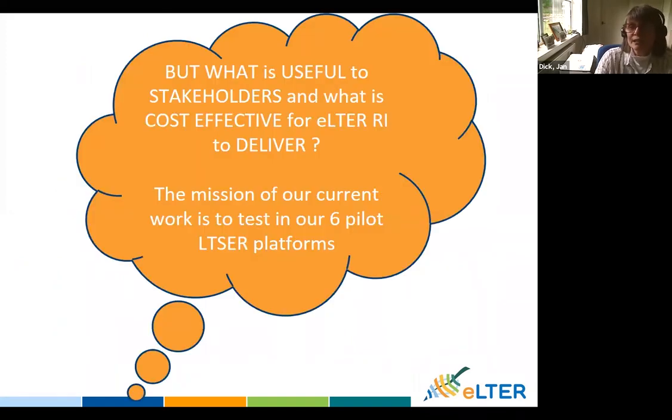So what are we going to do next? Well, we are going to work through some examples of the different ways of finding the data as I have shown here. And then we need to consult with stakeholders. We need to understand who's going to be using the data and what form they would like it to be delivered to them. So we'll find out what's the most cost effective for the eLTER to deliver. So their mission is to test that in the next year in the 6 LTSER platforms. And there is other work also being done in terms of standard observations. But that is one of the major thrusts in the eLTER Plus project, to try and identify standard observations for the social ecological variables.